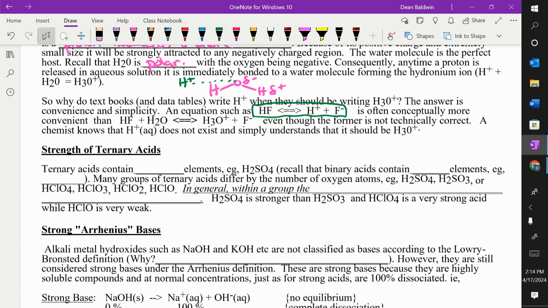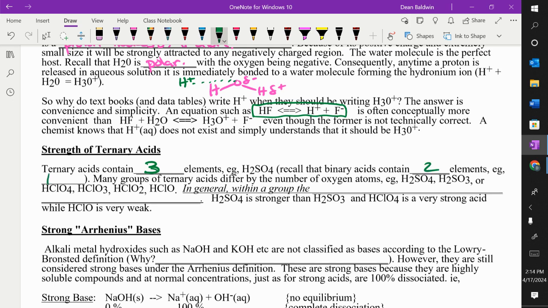Ternary acids. What does that mean? What's ternary? Three. It means it has three elements. Okay, we've got three elements: hydrogen, sulfur, and oxygen. What's a binary acid? Two.